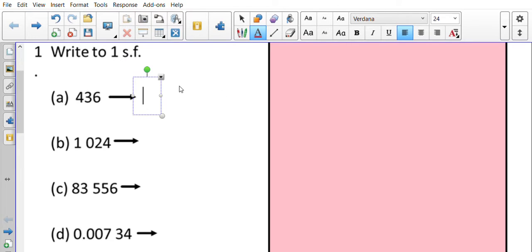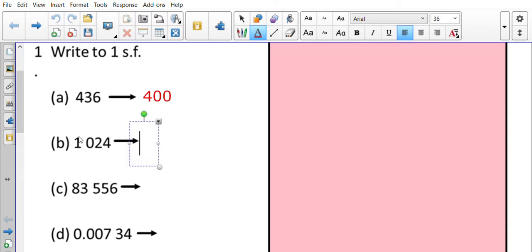If we round this number to one significant figure, the first significant figure is 4. Looking at the second one, it is 3, which means this 4 can stay the way it is. But of course, when you're rounding, remember, you must keep some form of accuracy. So you wouldn't leave your answer just as 4, but you would leave it as 400. You would replace the 3 and the 6 with zeros. So that answer would be 400.